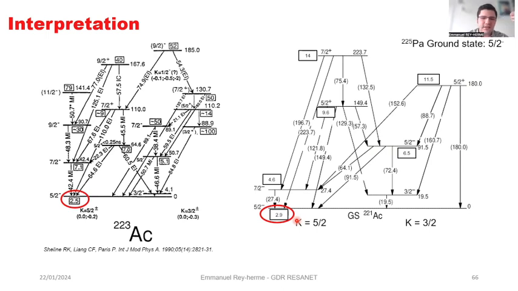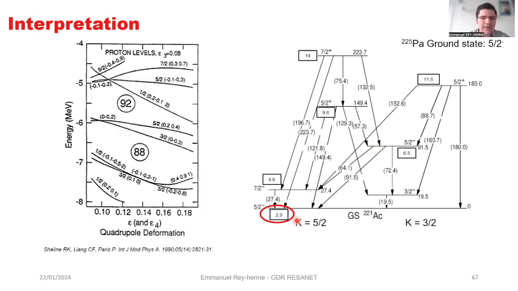And this is significant because typically the lowest hindrance factor is not for a transition toward the ground state, but toward an excited state that is arising from the same orbital as the ground state of the parent nuclei. However, here this can be understood using a Nilsson diagram.